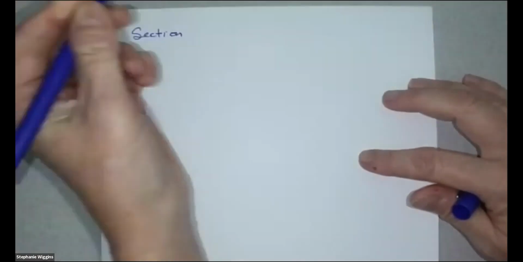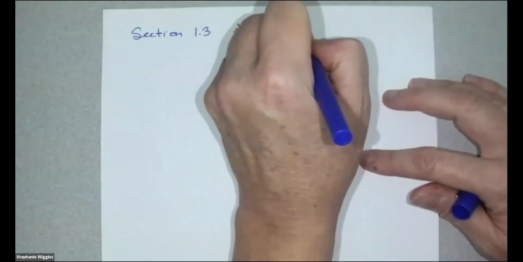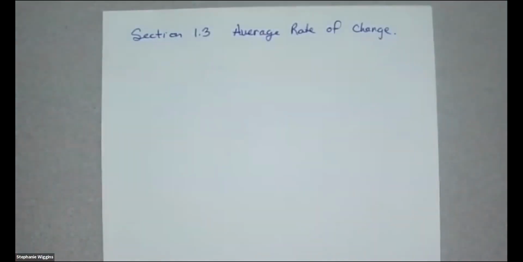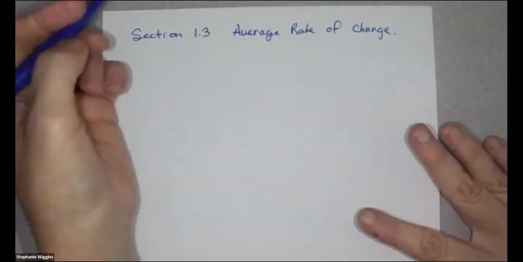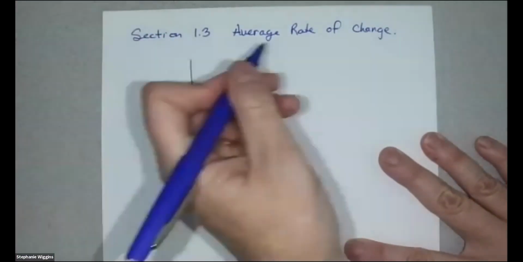All right, section 1.3 is on average rate of change. And it's a pretty simple concept because it involves the slope of a line, and we've done quite a bit of work in algebra with lines and their slopes and how to calculate them. So this is sort of a review for you. We're just going to talk about the slope of the line in the context of average rate of change.